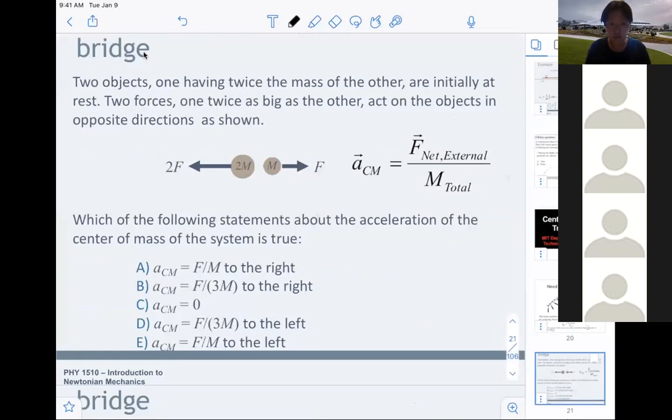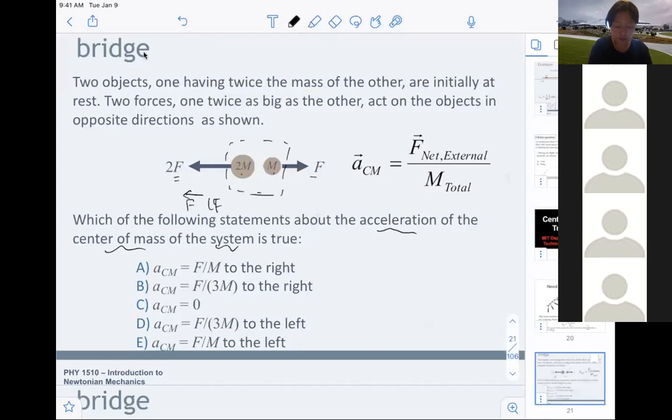So we can use that to answer this bridge question. For example, right now we have two objects, one of them has mass m, the other has 2m. They're initially at rest, and there are two forces acting on them. One is F this way, one is 2F that way. You're asking about the acceleration of the center of mass of the entire system. Now, if you view m and 2m together as one system, what would you do? Well, Newton's second law still applies because the entire system has one total force F acting on it, and that is F to the right.